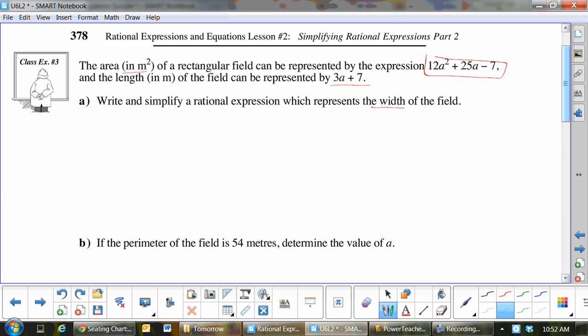Okay, well, a good thing to know is the formula. Area equals length times width. Okay, so I know area. Yep. Check. I know length. Check. Okay, so I need width. So I will divide both sides by length. Area over length equals width. Okay, and then I will do that. Area is 12a squared plus 25a minus 7. What is the length? It is 3a plus 7.